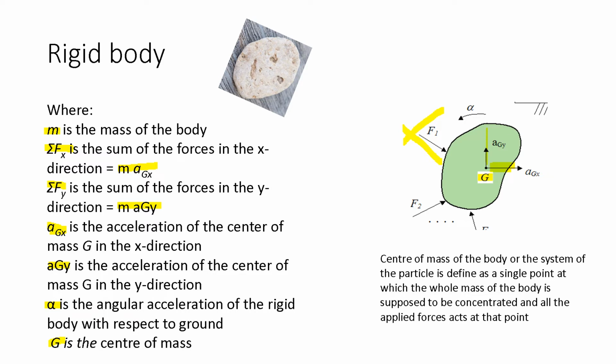The total force acting along the x-axis is given by the summation of Fx. The total force acting along the y-axis is given by the summation of Fy. a_gx is the acceleration of the center of mass in the x direction, and a_gy is the acceleration of the center of mass along the y axis. G is the center of mass, and alpha is the angular acceleration of the rigid body.